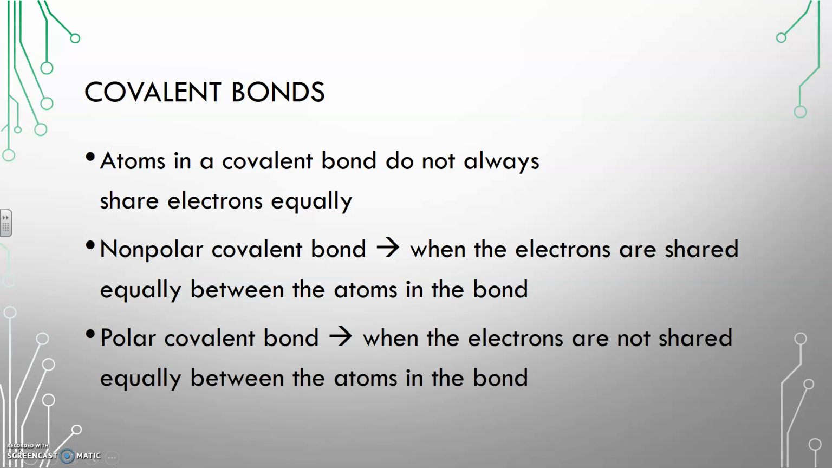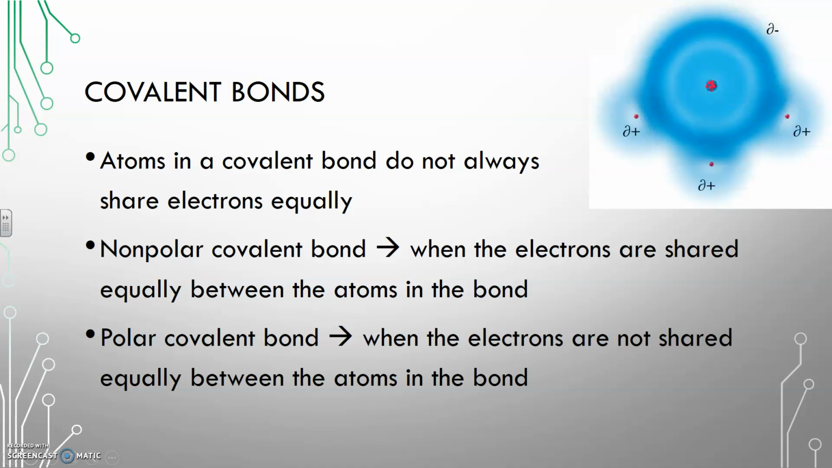Okay, polar covalent bonds are when the electrons are not shared equally between the atoms in the bond. So one of the atoms will kind of take over the electrons more than the other, okay? And that creates what's known as a partial charge, okay? So here you can see we've got, I believe this is NH3, okay? So you have your nitrogen, which is this really big atom right here, and you have each of your 3 little hydrogens, okay? Now the nitrogen is a bit more electron greedy than the hydrogens are.